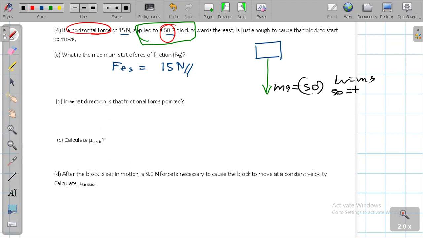then g is 10. So what is the mass? 5 kg. The whole story of the mass being 5 kg is written in this way. It is a way of expressing what? Mass. Okay.